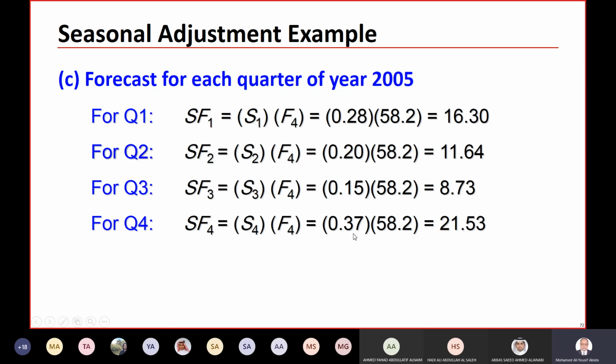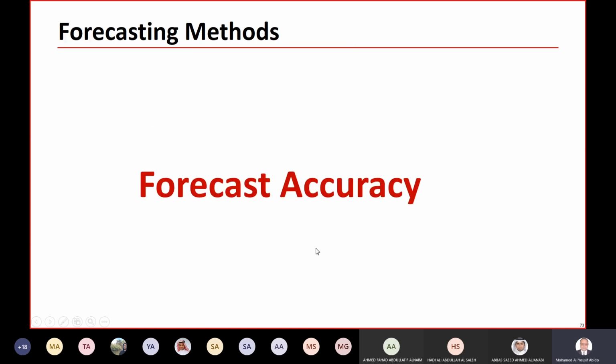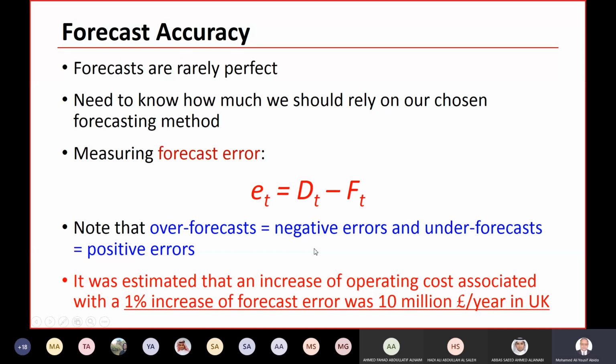So these are the forecast accuracy measures. We will consider here 3 accuracy measures that should be calculated in order to assess your forecast. The forecasts are rarely perfect, as you know. We need to know how much we should rely on our chosen forecasting method.